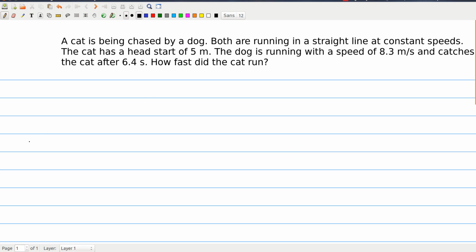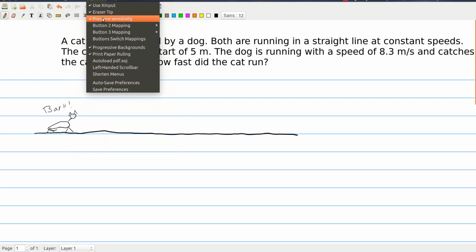So as usual, we start by drawing a picture. So we'll draw some ground here. Whoops. There we go. And we've got our dog. It's a really terrible dog, but that's all right. Bark. That's how we know it's a dog.